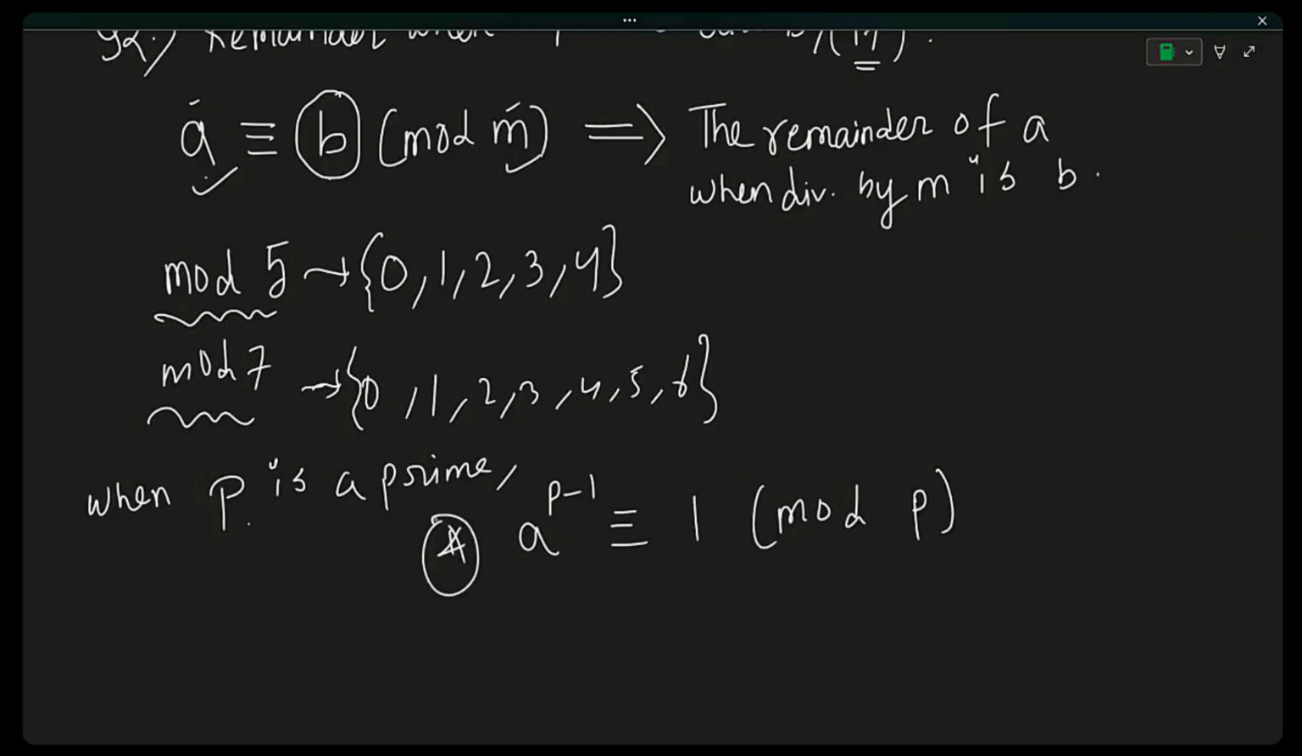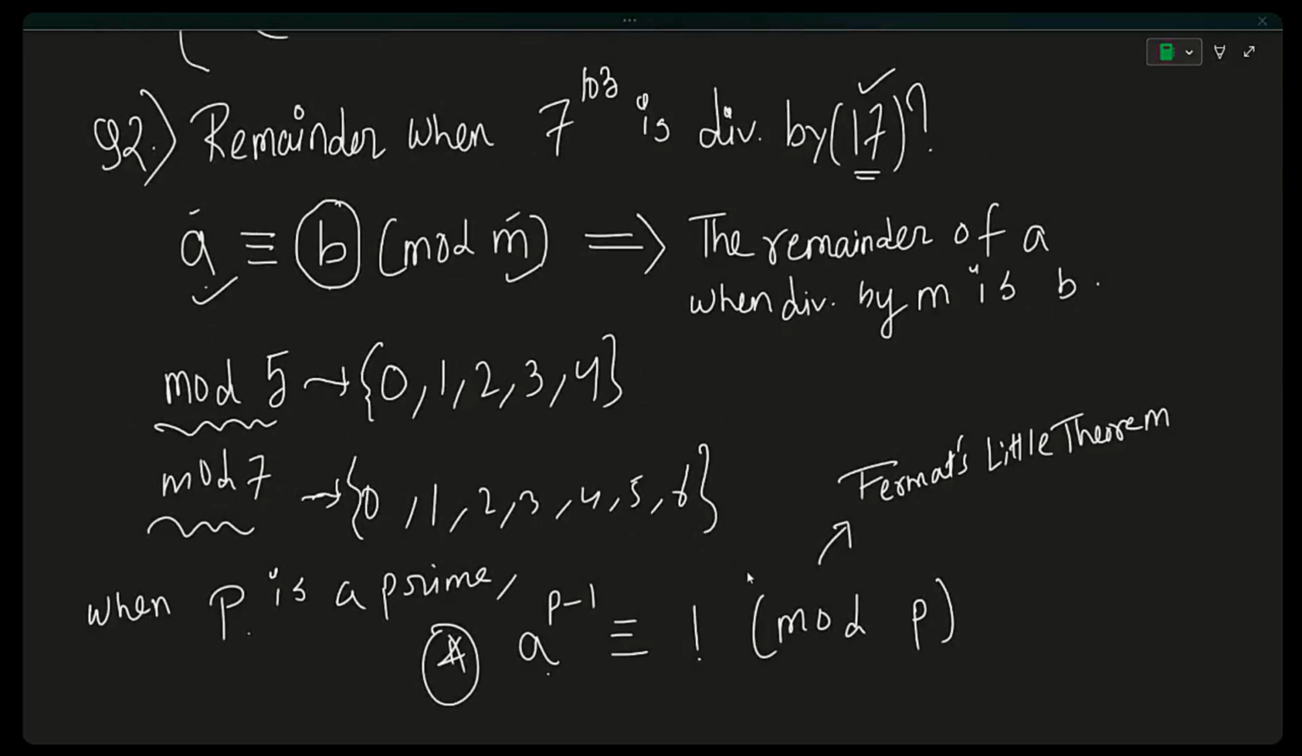जब p एक प्राइम नंबर है, तो आप लिख सकते हो a to the power p minus 1 is congruent to 1 mod p. इसको क्या कहते हैं? This is known as Fermat's little theorem. The name is not important, नाम कभी नहीं आएगा, but you can use it directly. तो मैं ये क्यों लिख रहा हूँ? Why do I want to do this?